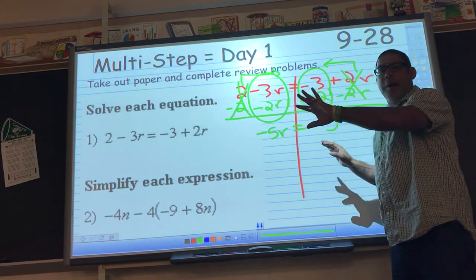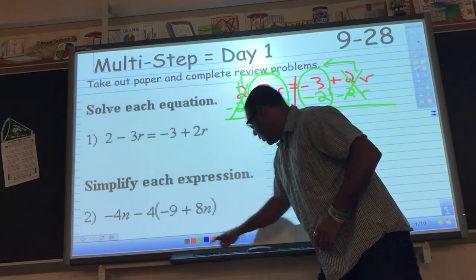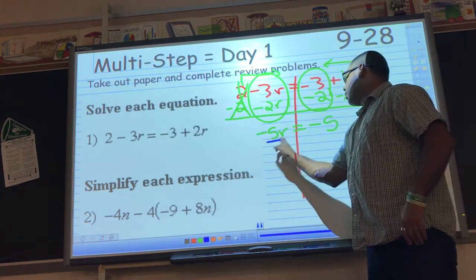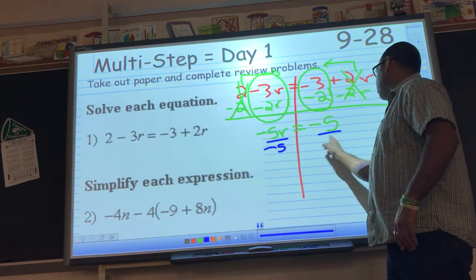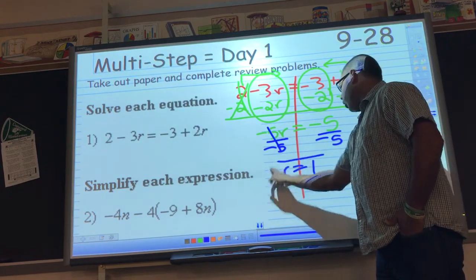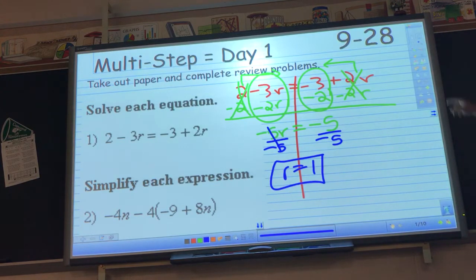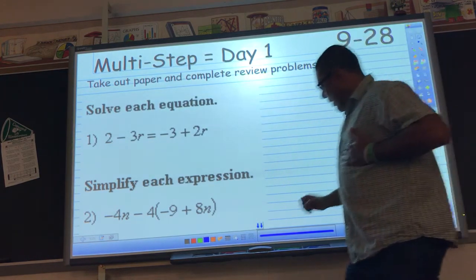And now we have them on opposite sides. So now we may finish him. And from here, I'm going to go ahead and divide both sides by negative 5. And I'd get r equals 1. Okay? Now, number 2 is different.